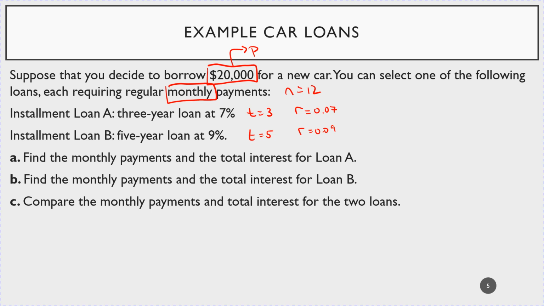Here's what we're going to do. We're going to compare the two loans. First we're going to find the monthly payments and total interest for loan A. Then we're going to find the monthly payments and total interest for loan B. Then we're going to compare the monthly payments and the total interest for the two loans, and you're going to notice a trade-off. All right, let's do A. For loan A, we've got a 3-year loan at 7%.